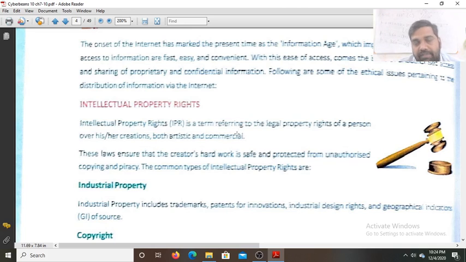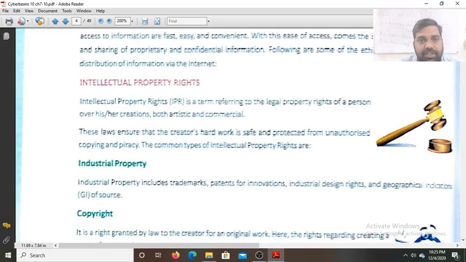Suppose you have saved your content over the internet. Now, if anyone stole this content and used it for their own interest by claiming that your work is theirs, that is the breaching of the intellectual property right. These laws ensure that the creator's hard work is safe and protected from unauthorized copying and piracy.